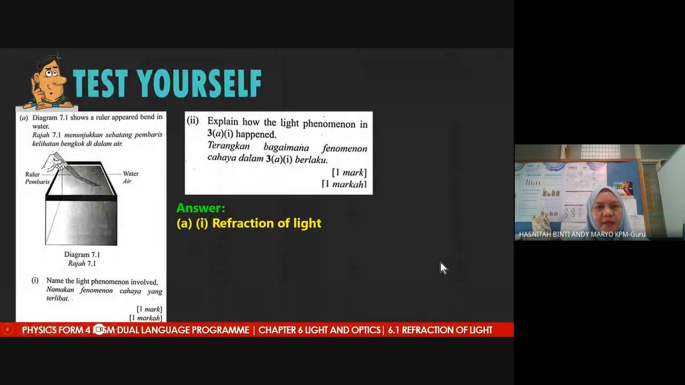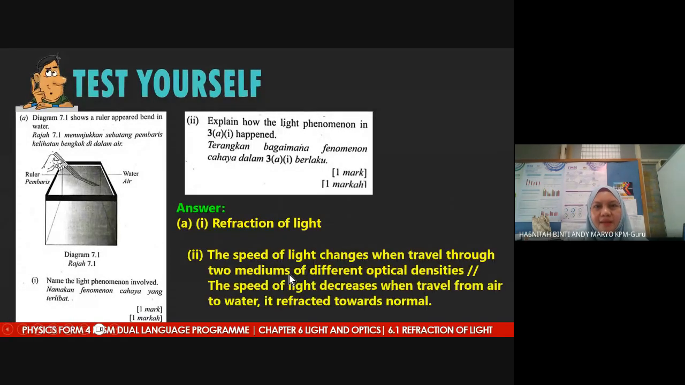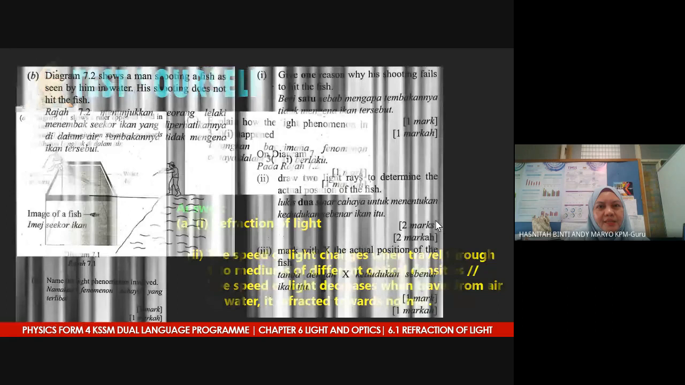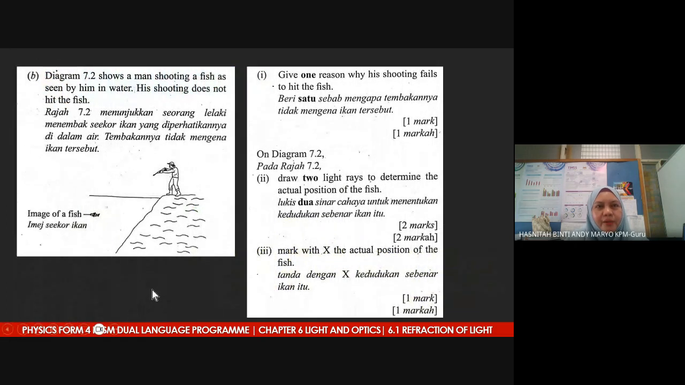Okay, again, the phenomenon is refraction of light, and then this is the explanation. The speed of light or the velocity of light decreases when traveling from air to water, so it refracted towards the normal. All right. Okay, then what will be coming next? This is the next question B.